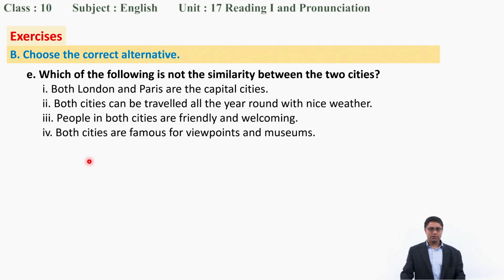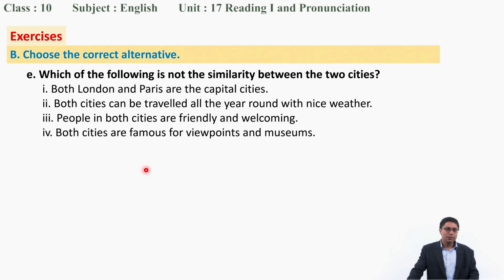Now, next one, the last one, E. Which of the following is not the similarity between the two cities? Both London and Paris are the capital cities. Both cities can be traveled all the year round with nice weather. People in both cities are friendly and welcoming. Both cities are famous for viewpoints and museums. Let's look at the options. Both London and Paris are the capital cities. Yes. London is the capital of England. Paris is the capital of France.